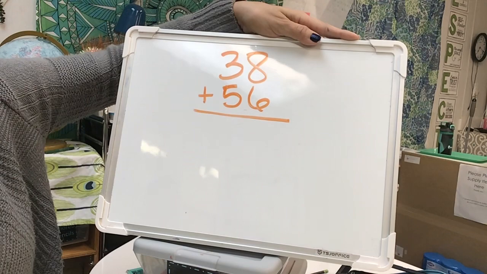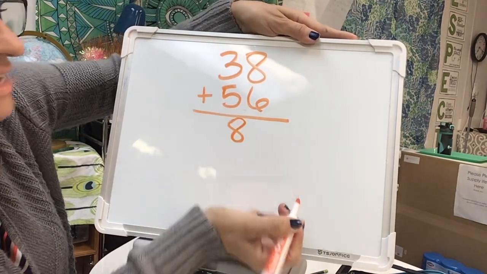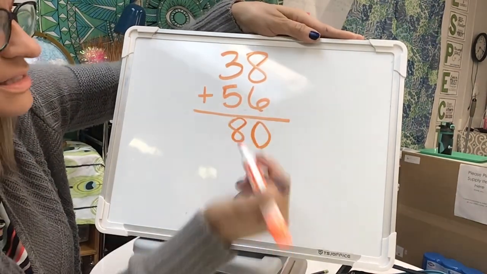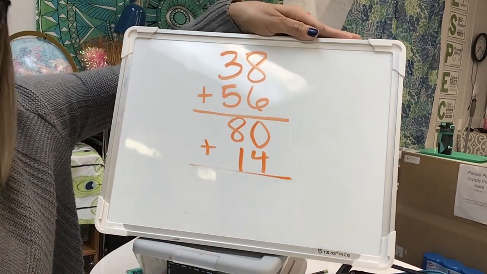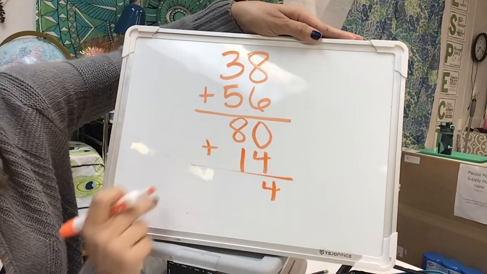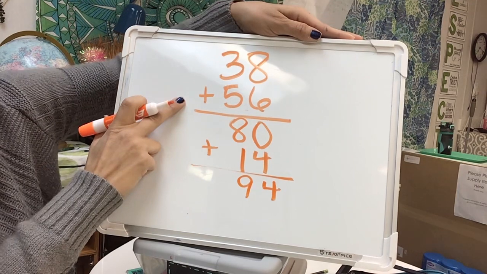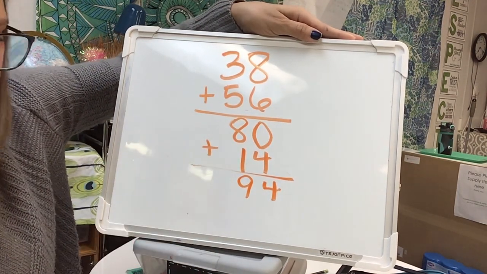Here's another problem, 38 plus 56. 3 tens plus 5 tens is 8 tens. 8 tens has a value of 80. 8 plus 6 is 14. 80 and 14 are my partial sums. 0 plus 4 is 4, and 8 tens plus 1 more ten is 9 tens. 38 plus 56 is 94. 80 and 14 are the partial sums.